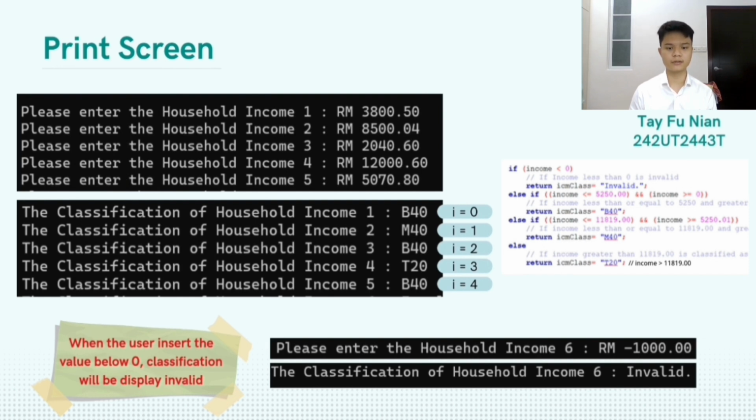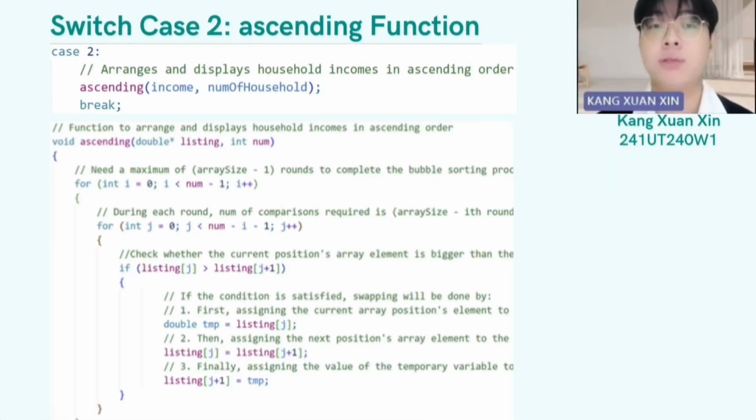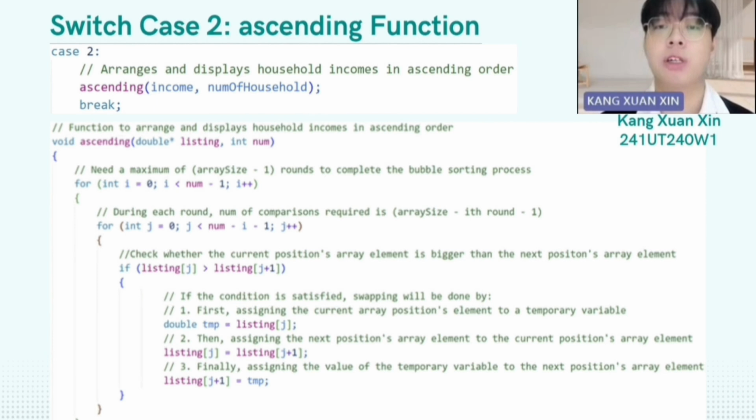So now I'm going to pass the mic to Sensing. Thanks, Onion, for explaining the case 1. In case 2, we will arrange and display household incomes in ascending order using a switch case.